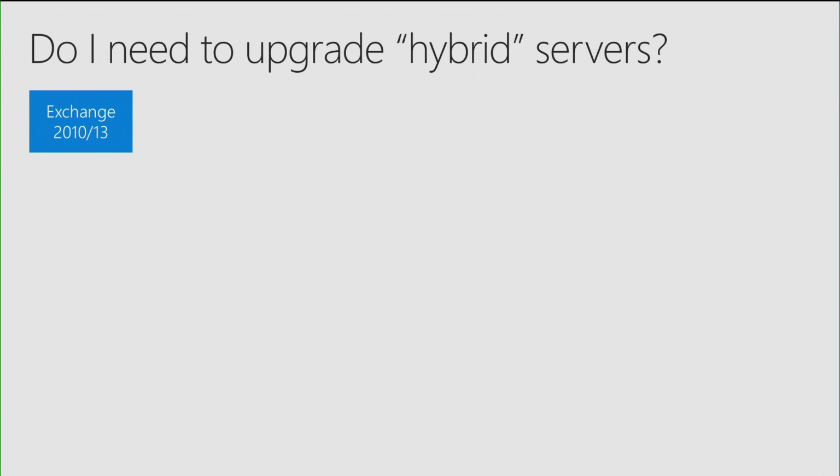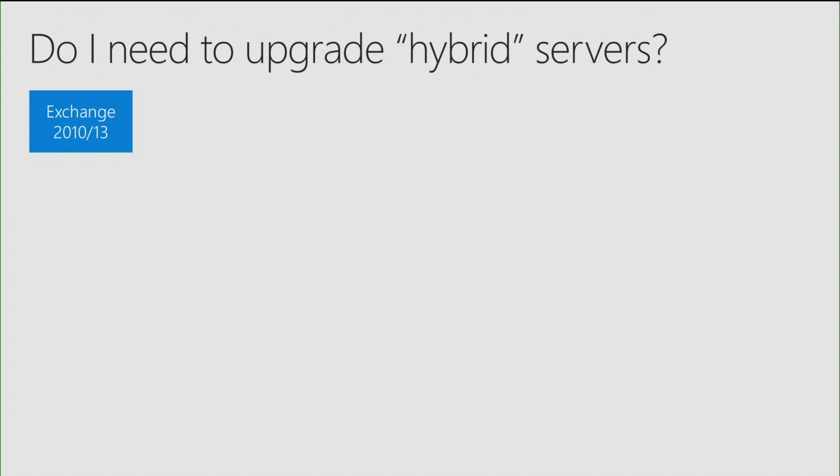So when thinking about moving to Exchange Online, if you have older versions of Exchange on premises, we often hear the question, do I need to upgrade hybrid servers to the latest version? So let's say hypothetically you have Exchange 2010 or 2013 on premises. Now, obviously, we want to make sure that you're running a supported version of Exchange on premises. That's key. So make sure that you understand what that support lifecycle looks like for whatever version you're running on premises.